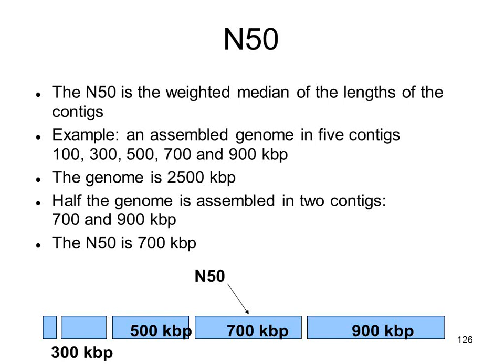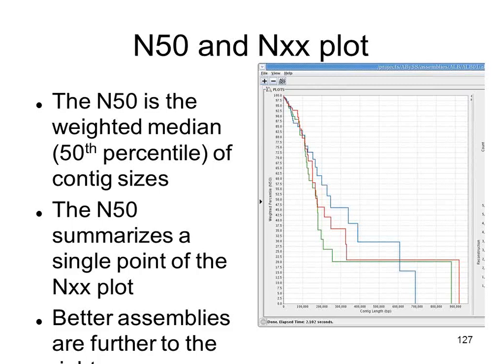So it turns out that half of your genome, or more than 50% of your genome, is assembled in 2 contigs, 700 and 900. That's because if you sum up the contigs from largest to smallest, when you add 700 and 900, you get 1,600. That's more than 50% of the size of the genome. So the N50 is the length of that smaller contig. In this case, the N50 is 700 kilobases. Okay. I actually have an example in one of the quizzes.